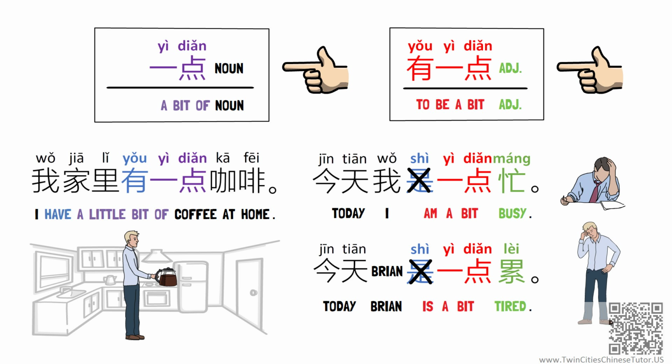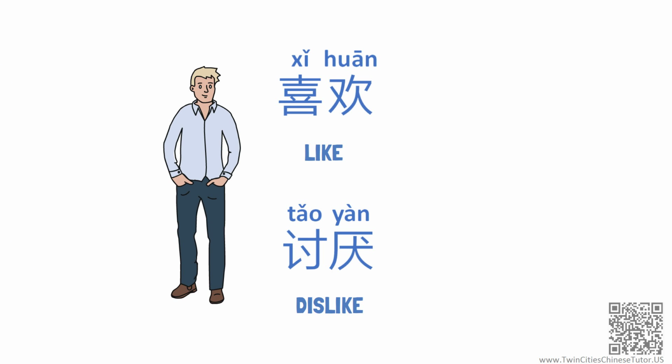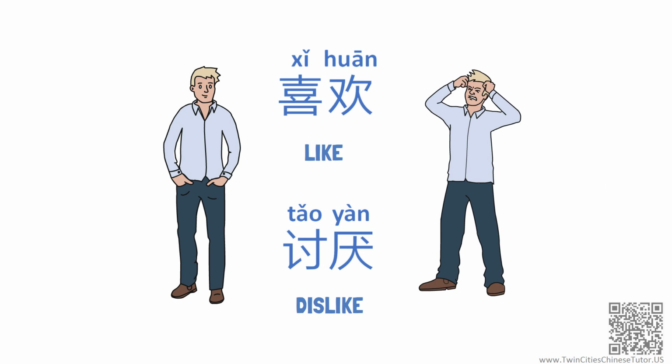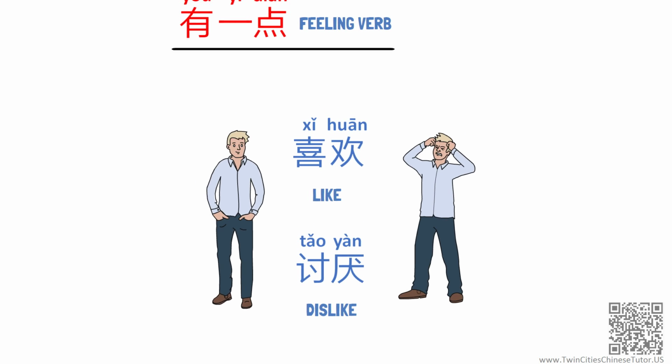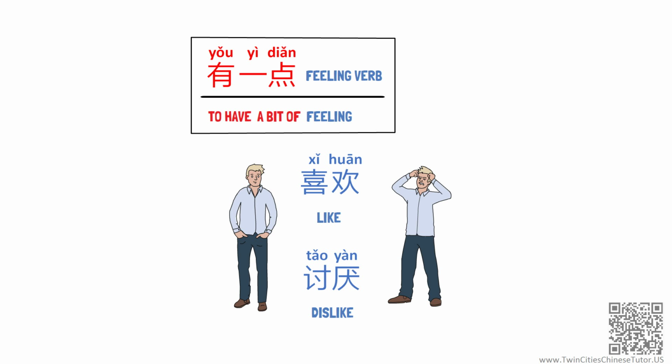Final tip of the day. When it comes to verbs that express feelings like 喜欢, to like, or 讨厌, to dislike, we can also add 有一点 before them to express a bit of such feelings.